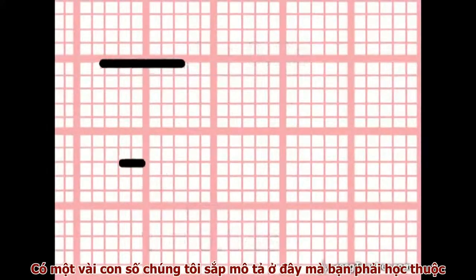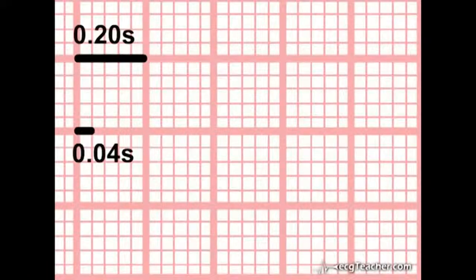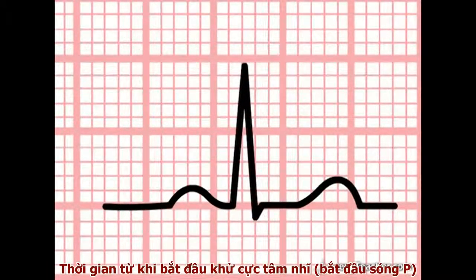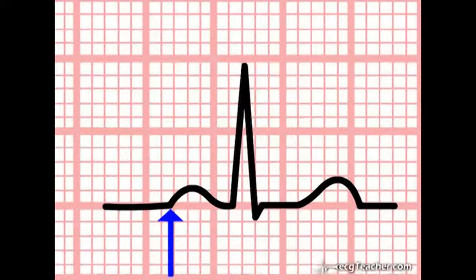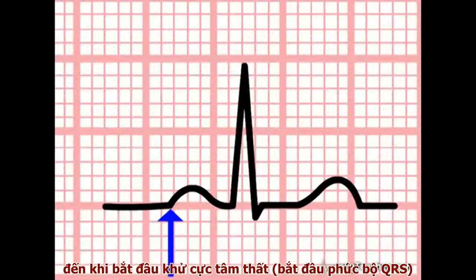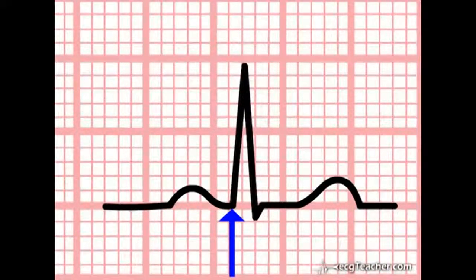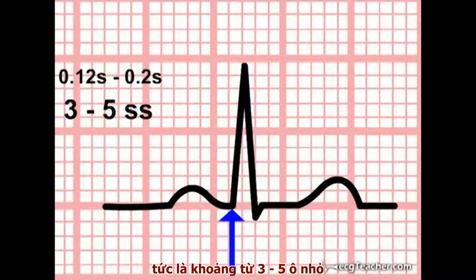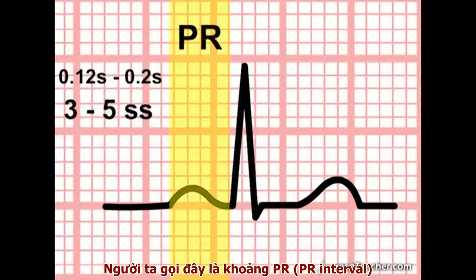There are a few numbers coming up now which you simply must learn. In a normal heart, the time between the onset of atrial depolarization, the beginning of the P wave, and the onset of ventricular depolarization, the beginning of the QRS complex, varies between 0.12 and 0.2 seconds, or between 3 and 5 small squares. This is the PR interval.